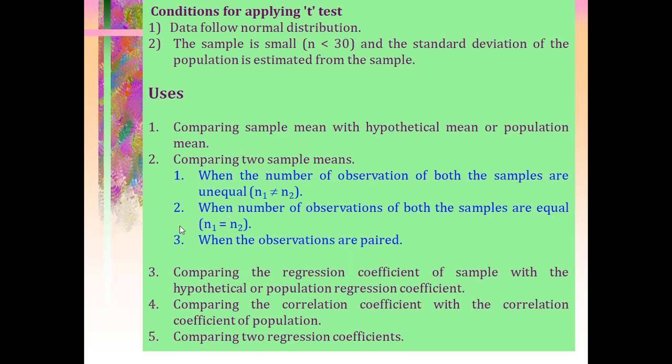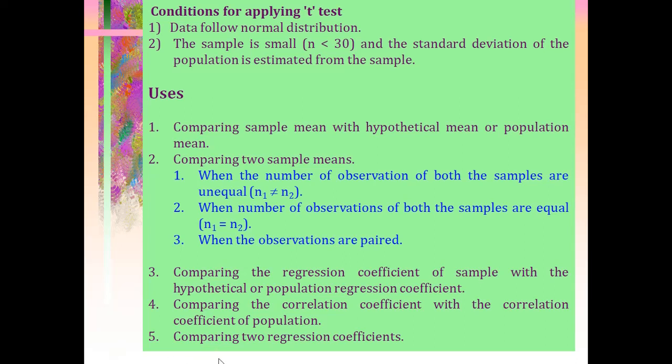The second use is the comparison of two sample means. Instead of one sample, you have samples of size n1 and n2 for the same population drawn independently, and you want to compare them when the number of observations in both samples is not equal or equal. Then the third condition is when the observations are related, that is, paired observations. In that situation also we use the small sample t-test.